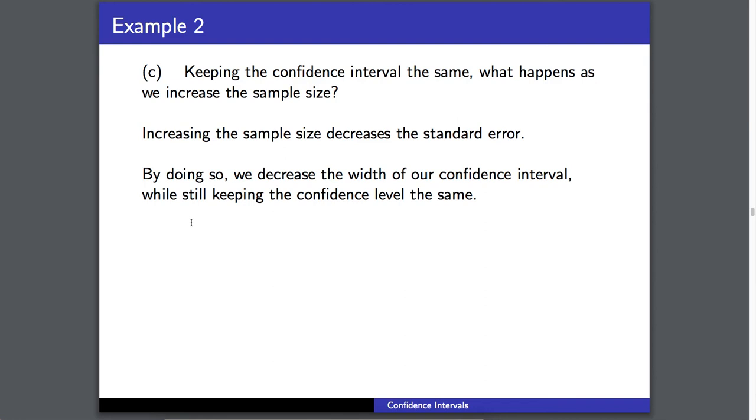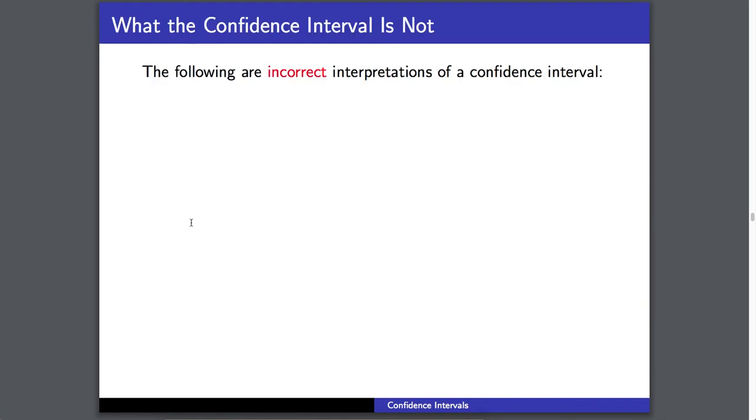So again, it's very beneficial to get as big a random sample as you can that represents the population. We're going to conclude this video by discussing what the confidence interval is not. We've talked about what it is. Let's talk about what it's not.